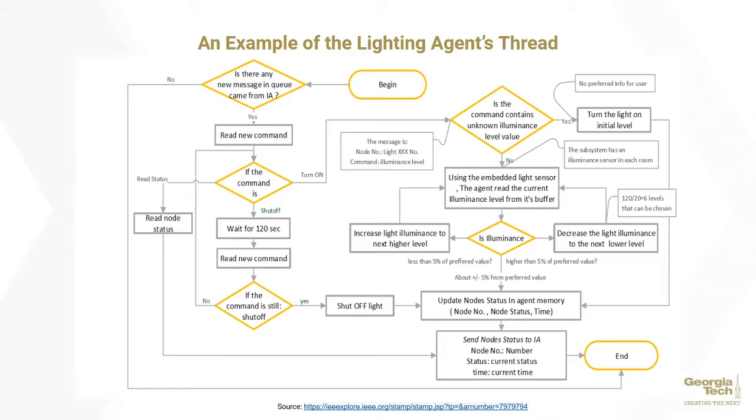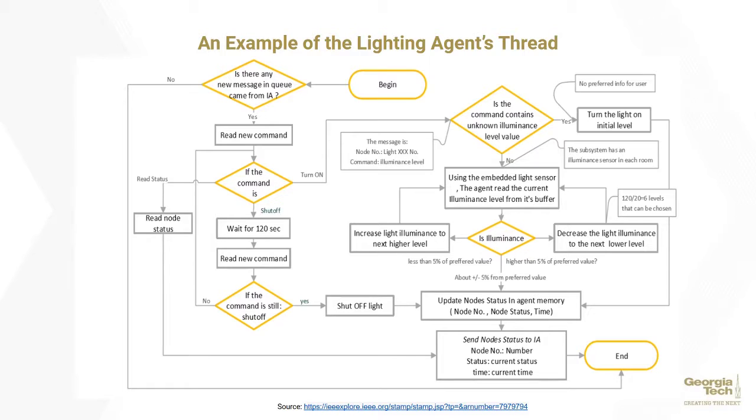If it's turn on, for example, then it will check, is the command an unknown illuminance level value? If the command contains a known illuminance level value, then it will use the embedded light sensor. The agent reads the current illuminance level from its buffer. It will then determine whether it needs to increase or decrease the illuminance to a different level based on the command. Then it updates the node and sends the status back to the butler.